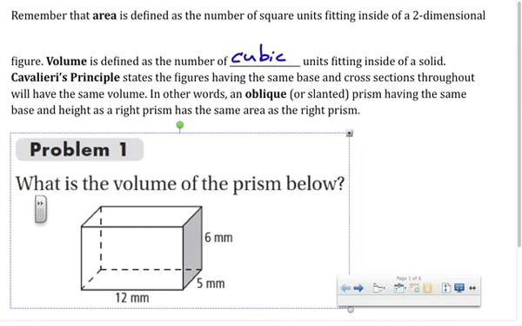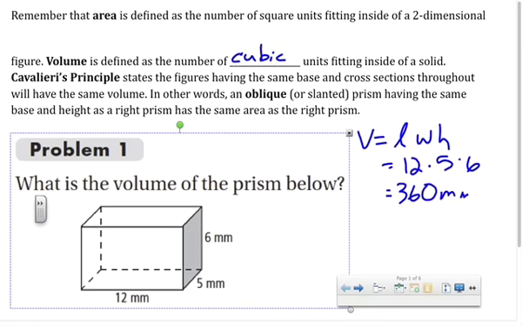So you have found the volume of stuff like problem 1 before. You probably did it way back in middle school. How would you find the volume of that rectangular box right there? Length times width times height. You know that. So for this rectangular box, you would do 12 times 5 times 6, and that would give you 360 cubic millimeters. Easy peasy. You've done this before.